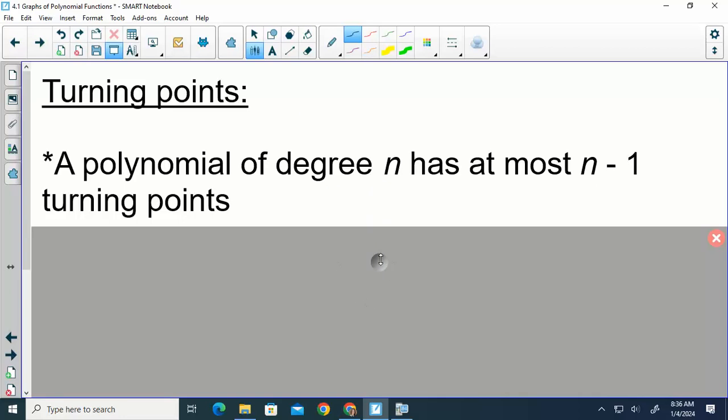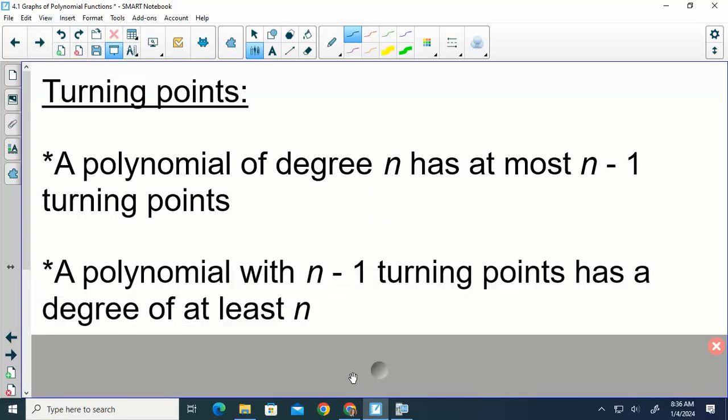Likewise, if I know you have a certain number of turning points, I can tell you the degree. So if I said, okay, this graph has 5 turning points, what would your degree have to be? 6 or more. Okay, if I said we have 2 turning points, it would be degree 3 or more. And the last one I'm not going to worry about right now. Those are the only 2 points I really want to touch on.